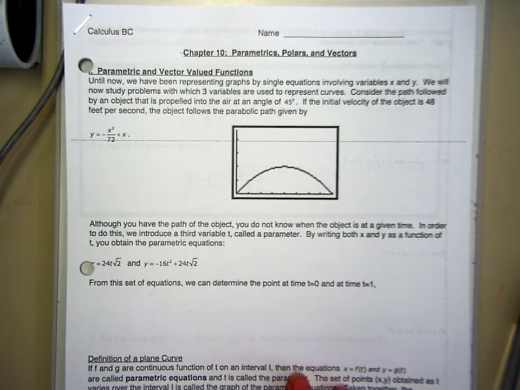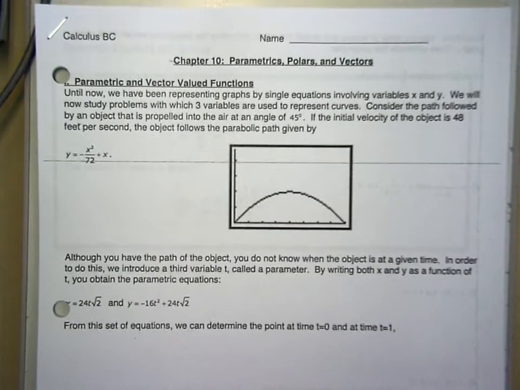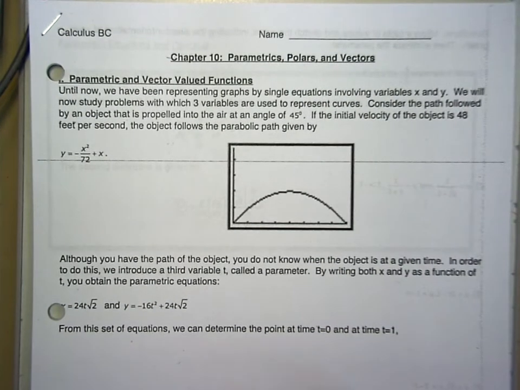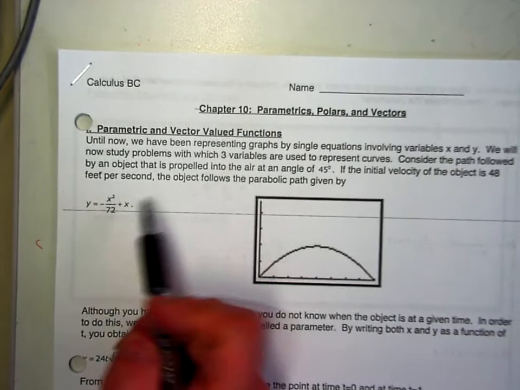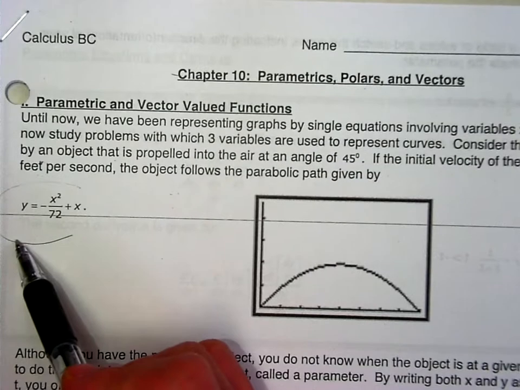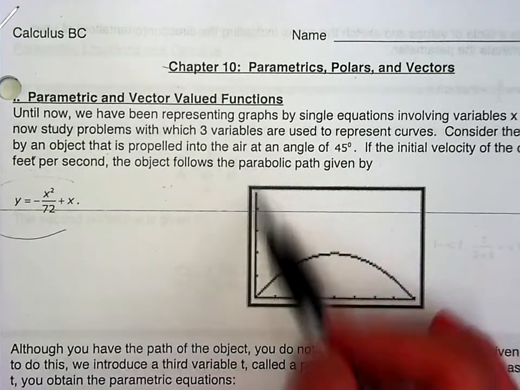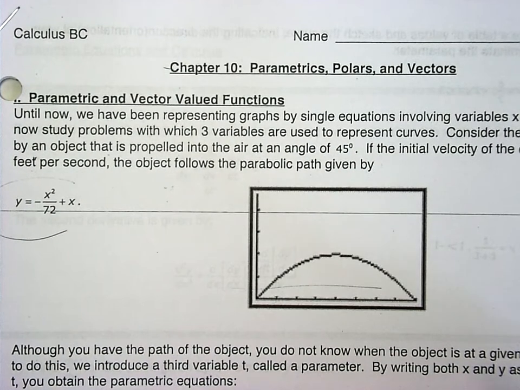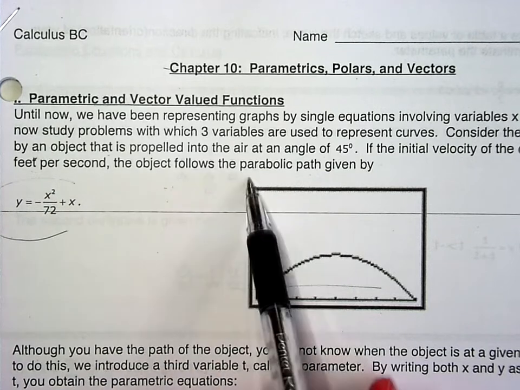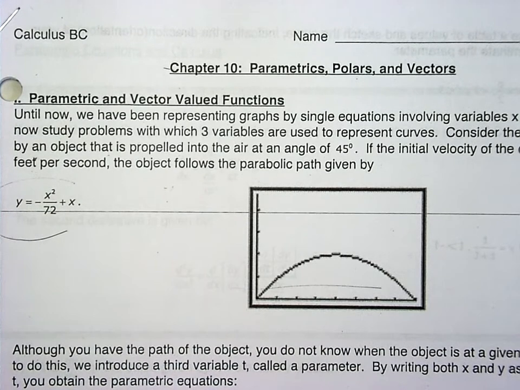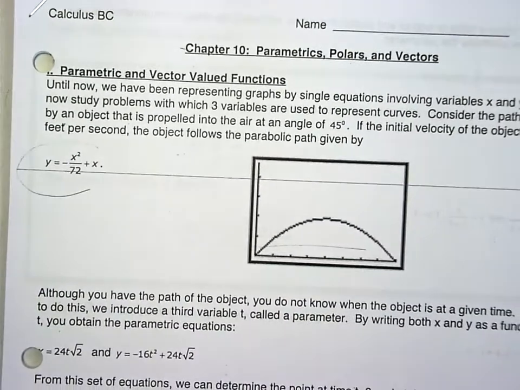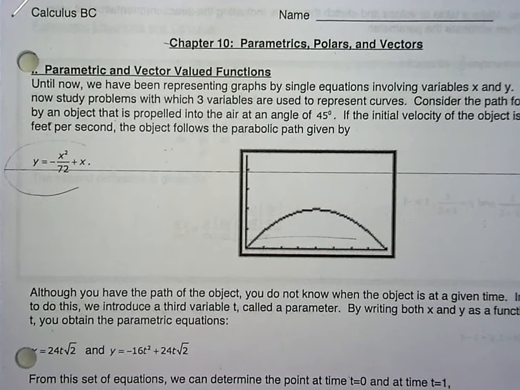Up to this point, we've been working with equations that are in what's called function form, so something that looks like this. So you have a y and an x. So you graph it on an xy plane or a rectangular coordinate plane. This is called function form, and this is what this graph looks like. Now what we're going to start doing in this chapter is graphing things, introduce another parameter into this equation.